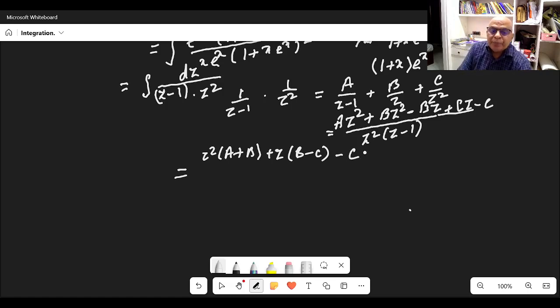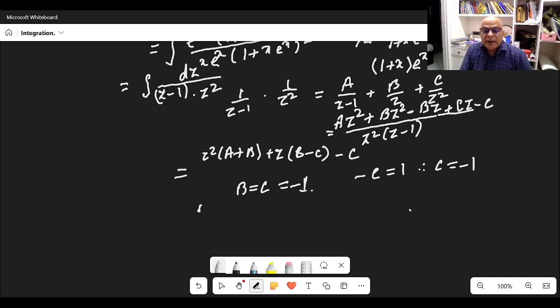But here we see the coefficient on the numerator side is only 1. For z squared and z it is 0. So minus C will be equal to 1. That is C is equal to minus 1. Now come to z. Because the coefficient of this is 0, B is equal to C. And because C is minus 1, B will also become minus 1. Now coming to A plus B is equal to 0, meaning A is equal to minus B, that is 1.